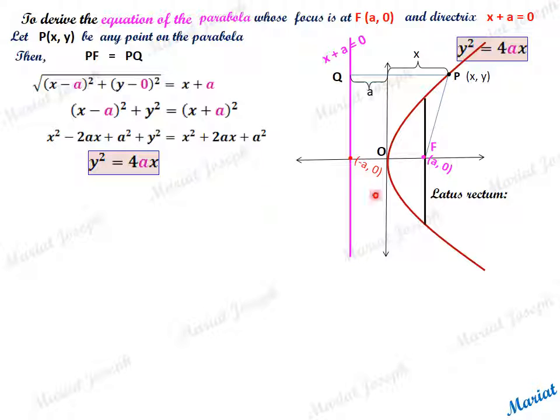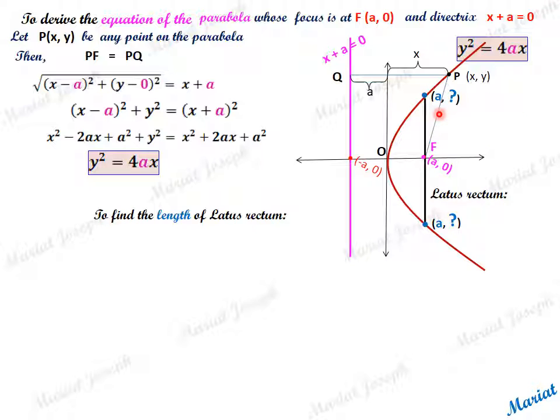Here, to find the length of the latus rectum, we need to find this length. Here, the latus rectum is drawn through the focus. So, this point where the latus rectum meets the parabola, we are trying to find the points of intersection.